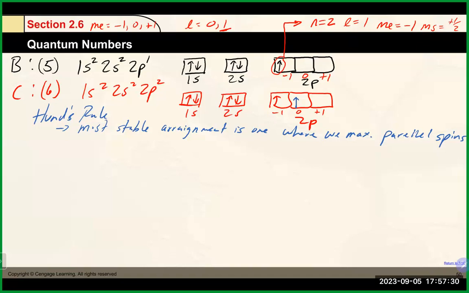Then we come back. That means that the quantum numbers for this electron will be n is equal to 2. L should equal here what? 1. M sub L is going to equal 0, as it's sitting in that middle one. And our M sub S here will be plus 1/2. Any questions on that?